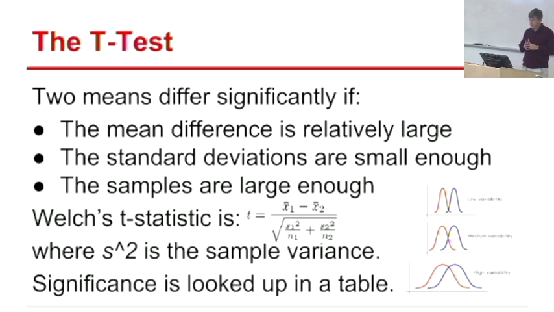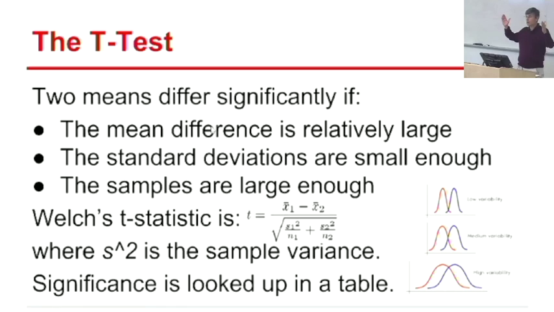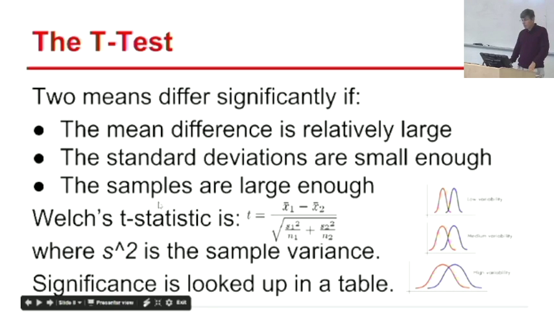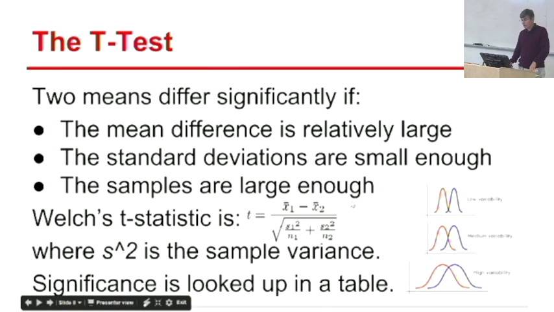A t-test is a classical statistical test, which basically says that if you have two populations and they have means, they are going to differ significantly if the difference between the means is relatively large, okay? The standard deviations are relatively small, right? The smaller the standard deviations, the more confident we are at separating these two. And that there are enough samples, right?